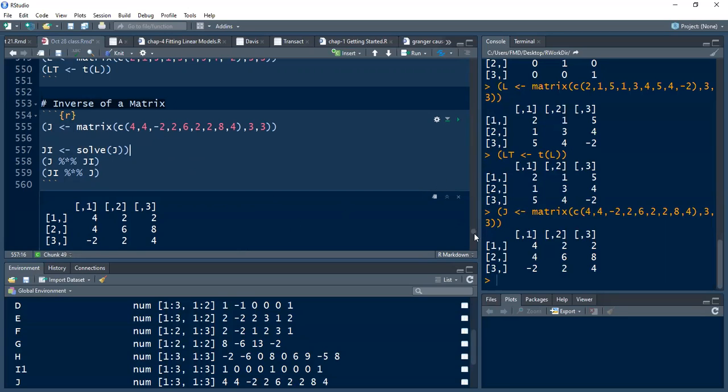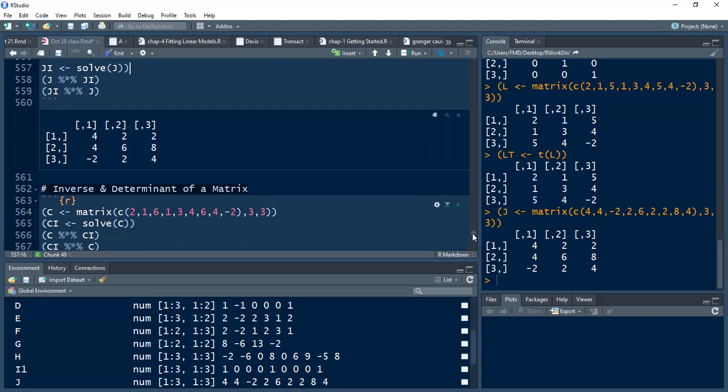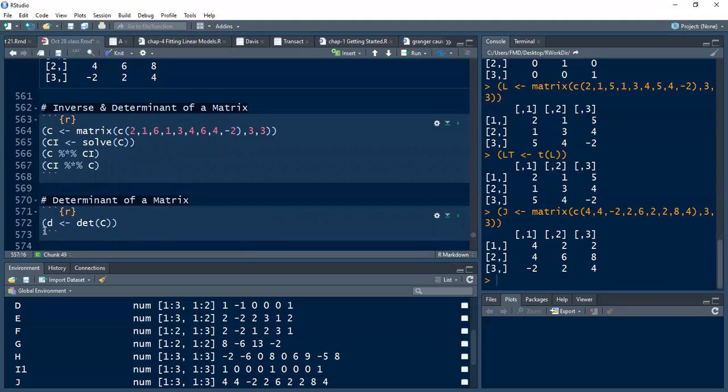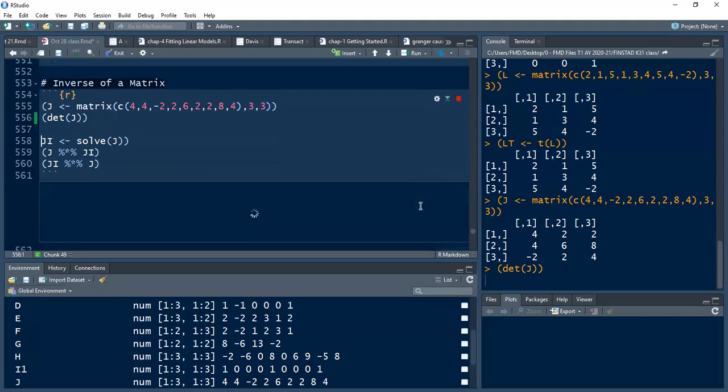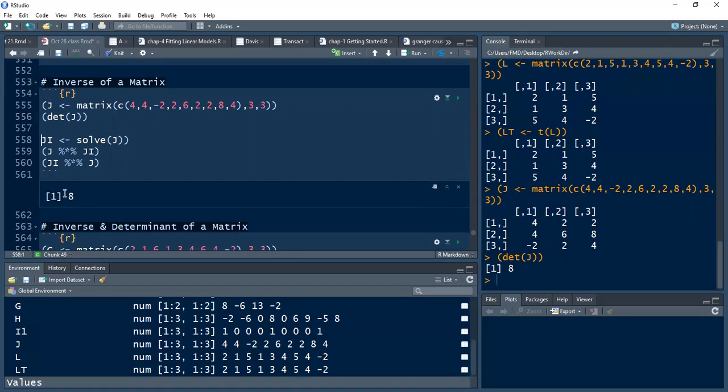how do we know, by the way, if a matrix is invertible? I think I did it somewhere here. Let's check what the determinant of matrix J is. So let's see, det, parenthesis, J. We're getting the determinant of J in order to see if this matrix is invertible or not. Control Enter. All right, it's 8. The value of the determinant of J is 8.